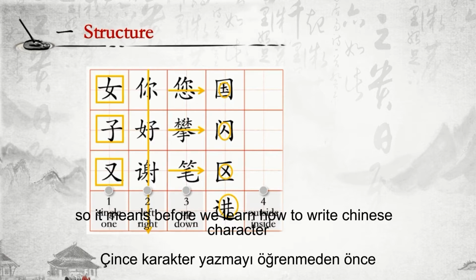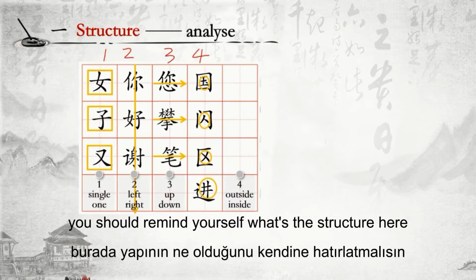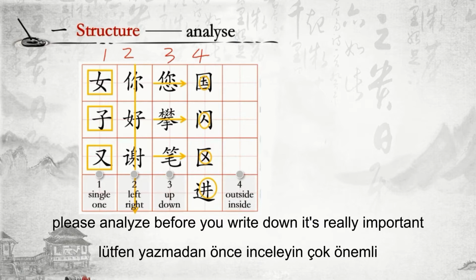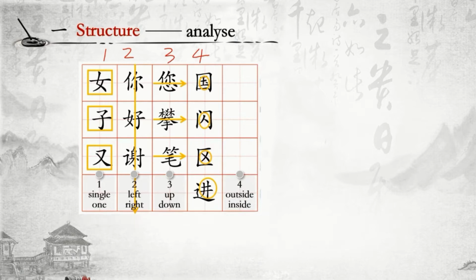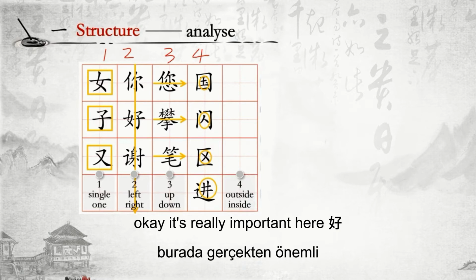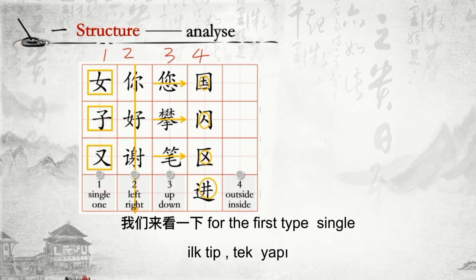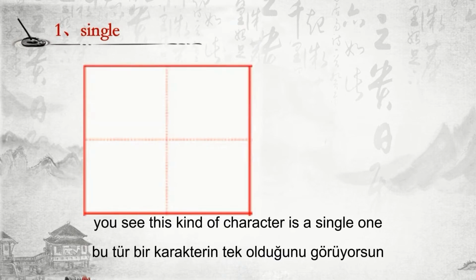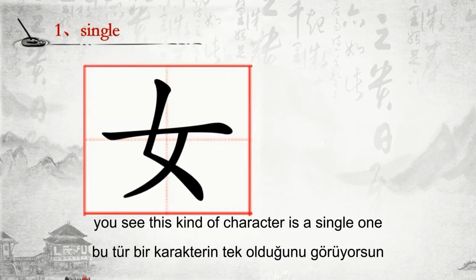明白吗? So it means before we learn how to write Chinese characters, you should remind yourself, what's the structure here? Please analyze before you write down. It's really important. Okay, so analyze. It's really important here. 好，我们来看一下 the first type, single. You see, this kind of character, it's a single one.